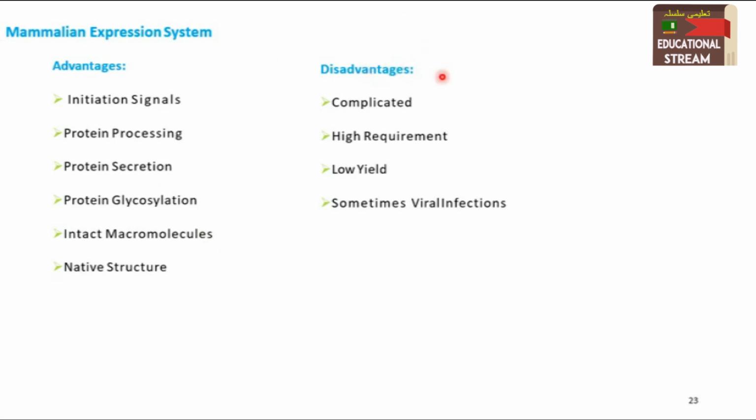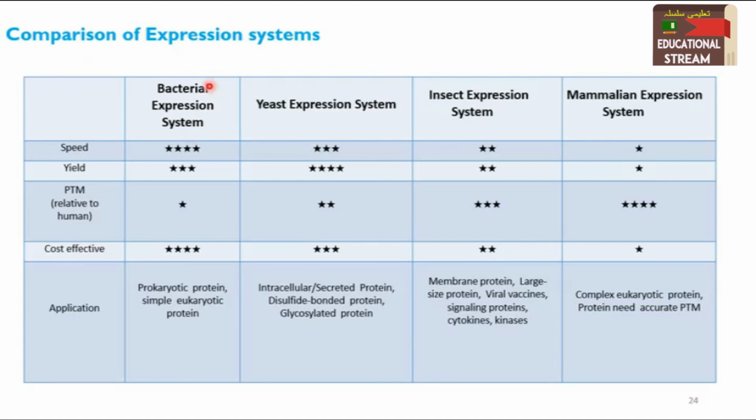But the disadvantage is that the mammalian expression system is complicated and its requirements are very high, the protein yield is low, and sometimes it also results in viral infection of the cell lines. So in the last part, we will compare the different expression systems with respect to speed, yield, post-translational modification, cost effectiveness, and application.